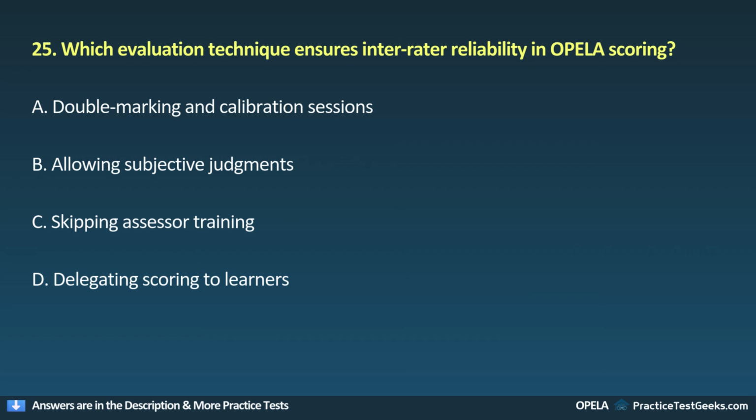25. Which evaluation technique ensures inter-rater reliability in OPELA scoring? A. Double marking and calibration sessions. B. Allowing subjective judgments. C. Skipping assessor training. D. Delegating scoring to learners.